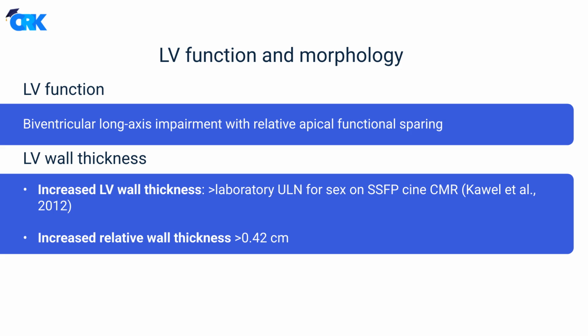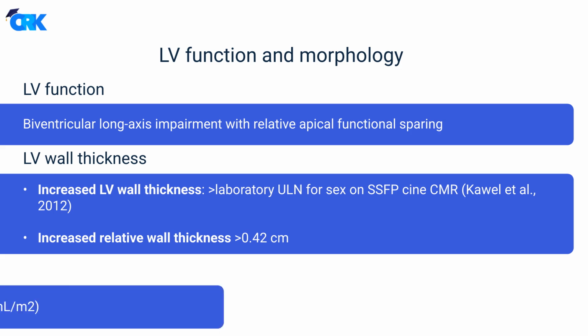But context is crucial. Increased LV wall thickness is more suggestive of amyloidosis when you also have normal or low QRS voltages on ECG, or if there's increased right ventricular wall thickness. Typically, the thickening is concentric, but in TTR amyloidosis, it can be asymmetric. So again, this is a required component in your report.